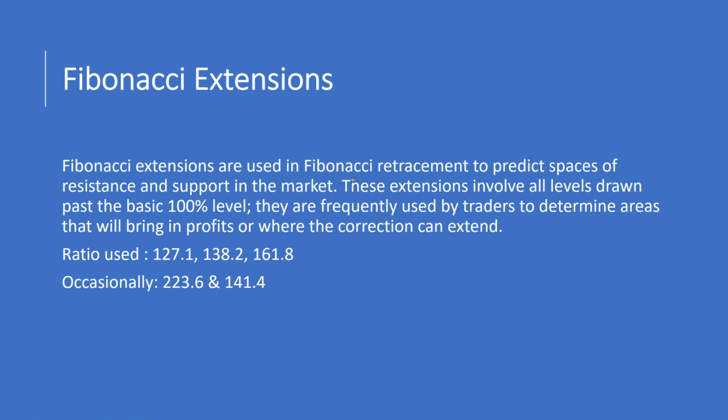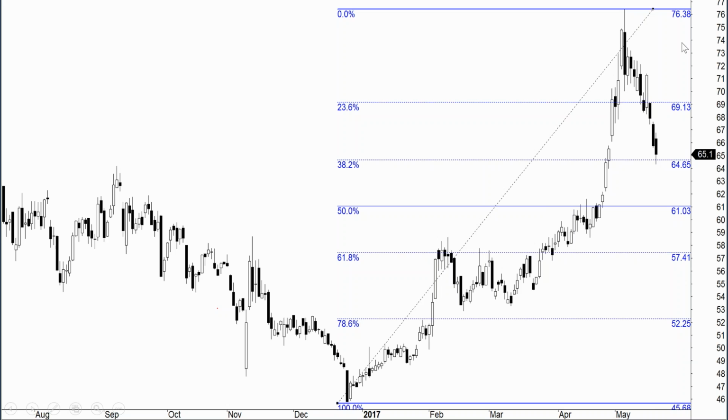Fibonacci extensions are used with Fibonacci retracement to predict areas of resistance and support in the market. Extensions involve all levels drawn past the basic 100% level. They are frequently used by traders to determine the areas where we can take profit, using fractions and ratios. Now in extensions, which are most rarely used, suppose this is the retracement, and we are trying to catch it at 78.6%, which is the last one.